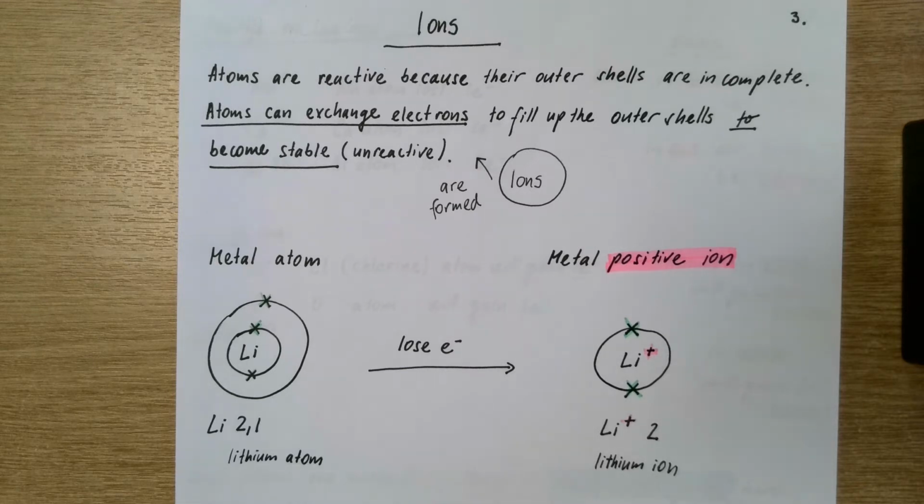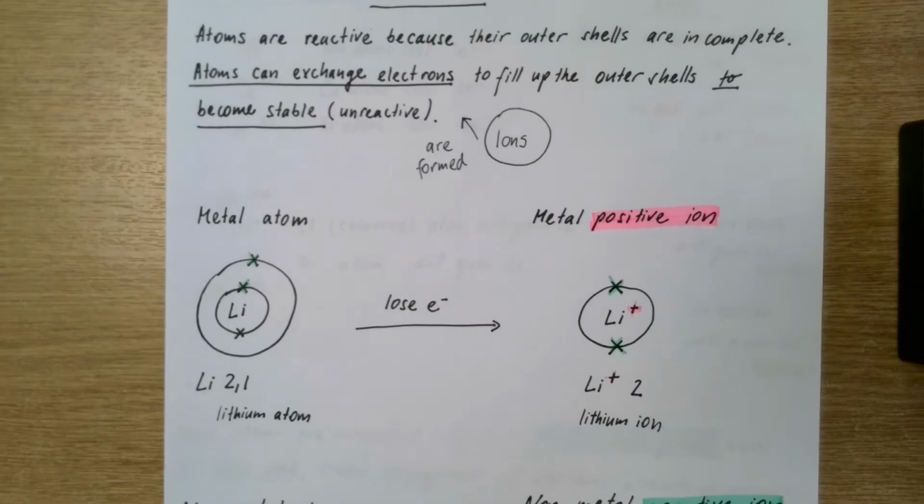Ions. What are ions? Ions are formed where atoms exchange electrons to fill up the outer shell to become stable. For example, a metal atom will lose electrons to become a positive ion, and a non-metal atom will gain electrons to become a negative ion. So atoms are reactive because they have an incomplete outer shell. They want to become stable, so they will exchange electrons to have a full outer shell and form ions. So let's talk a little bit about the metal atom lithium.